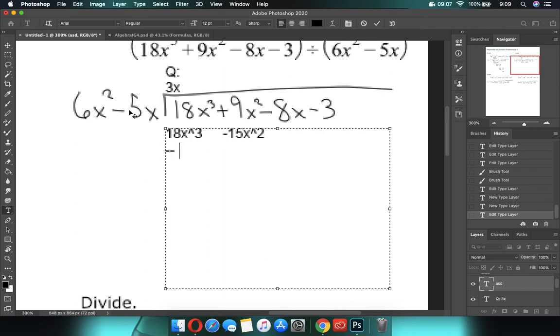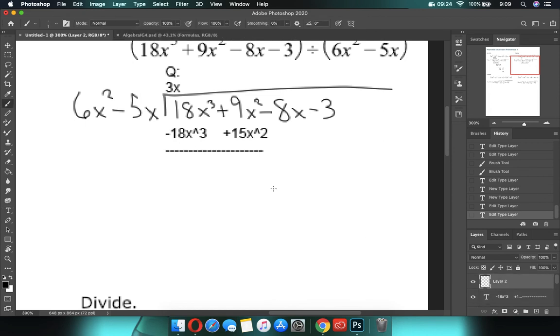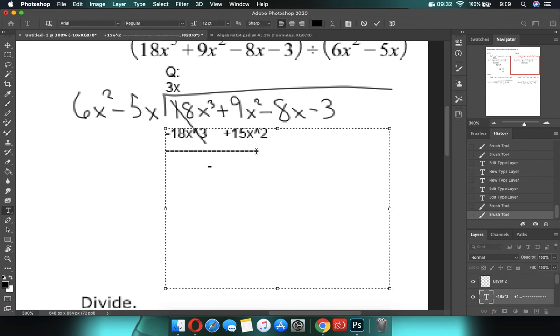Okay, so now we're going to do what we've been doing. Most important part, we are going to subtract. There, all lined up. So what does this do for us? The 18 and the minus 18 cancel out, which is kind of the whole point. That's what we're trying to shoot for. So then, what is 9 plus 15? That is 24x squared. Let's put that over.